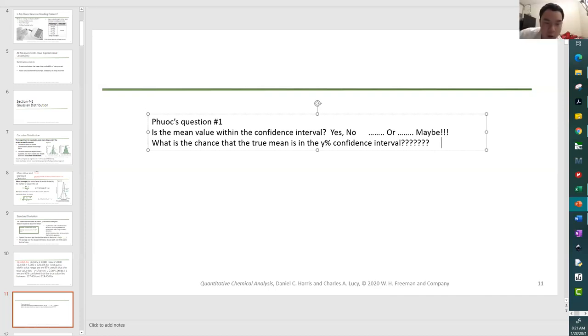So it depends on the Y value. Yeah, and how does it depend on the Y value? There is exactly a blank percent chance that the true mean is in the Y percent confidence interval. Blank is equal to 95? No, or whatever, it depends. It's the Y, whatever number Y is. There's a Y percent chance that it's in the Y percent confidence interval.